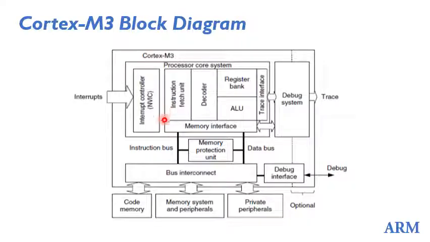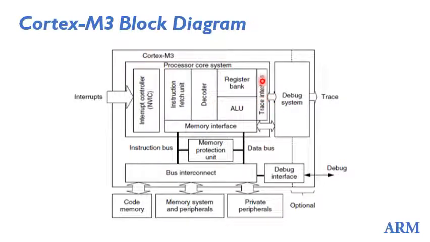One function of this NVIC is to ensure that higher priority interrupts are completed before lower priority interrupts. Even though the lower priority interrupt has triggered first, the higher priority interrupt has to be attended first. So we'll learn in detail about this NVIC later.